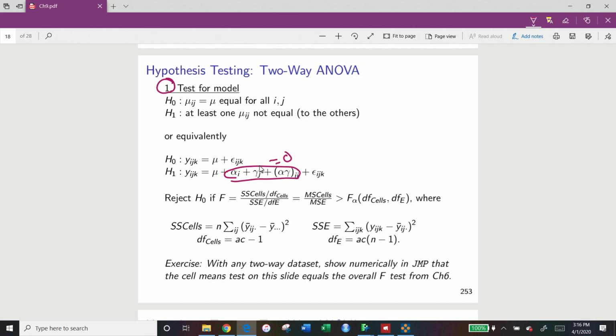An exercise for us: with any two-way data set, we can show numerically in JMP that the cell means test on this slide equals the overall F-test from chapter 6. I'm going to let you guys do this on your own.